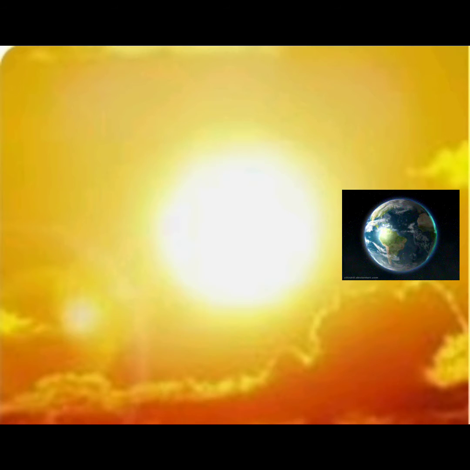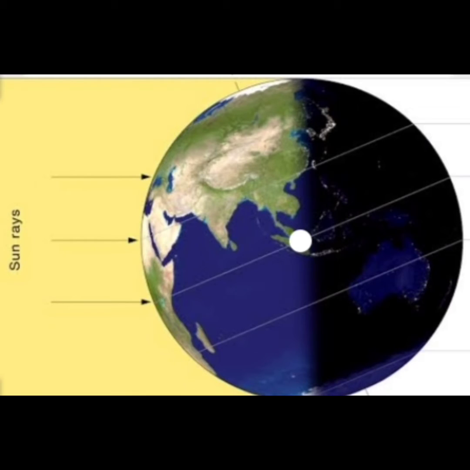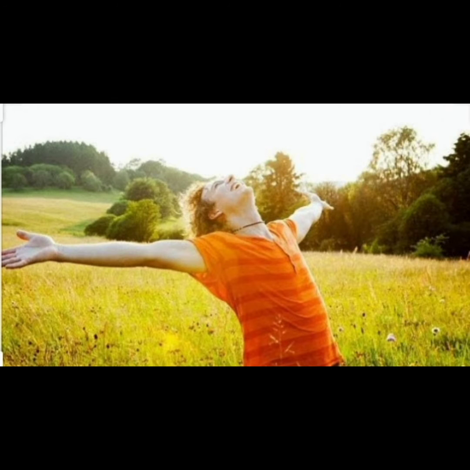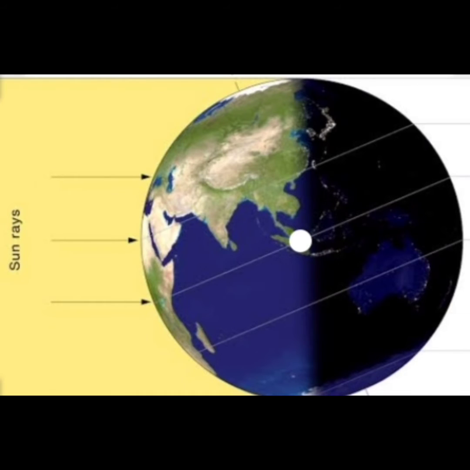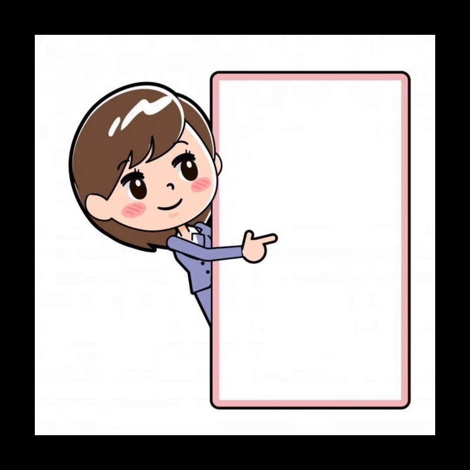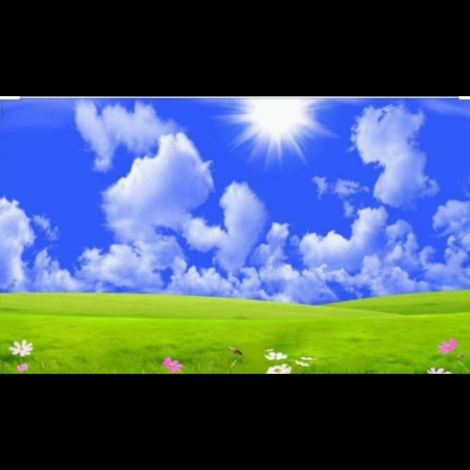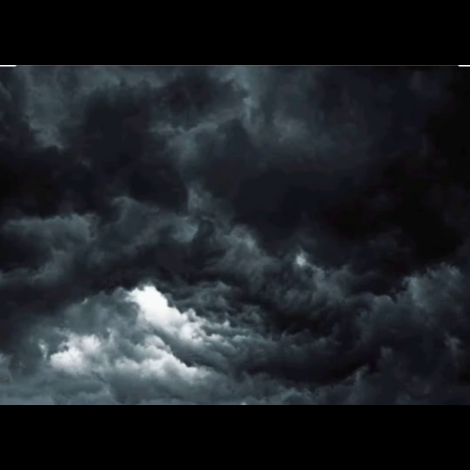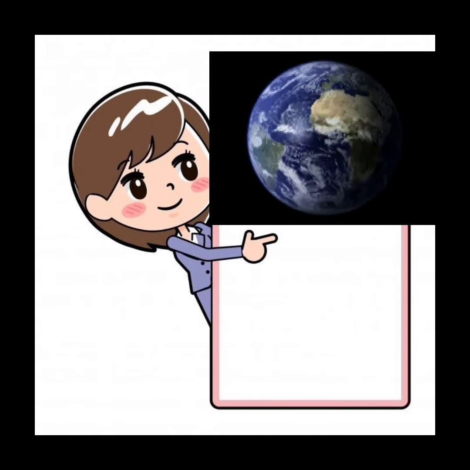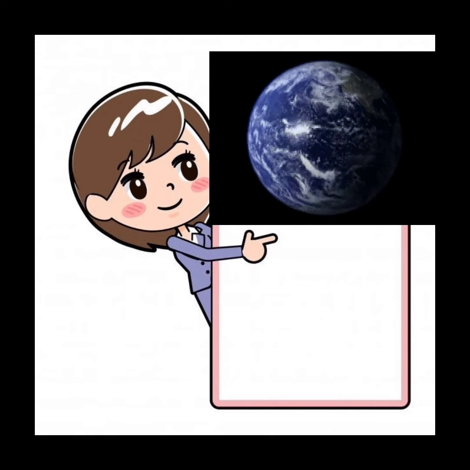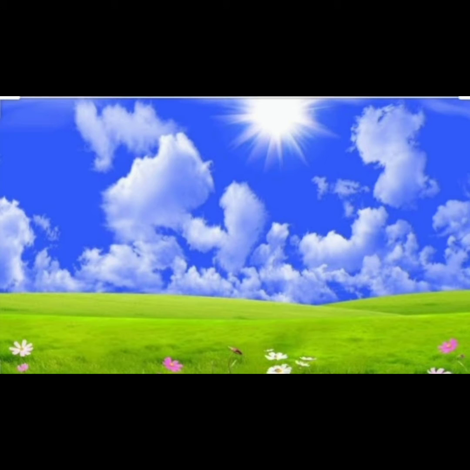When the earth rotates or spins from west to east, only half of it faces the sun. This half which faces the sun has day, and the other half does not get sunlight and has night. When the earth rotates or spins, day changes to night and night changes to day. So the rotation or spinning of the earth causes day and night.